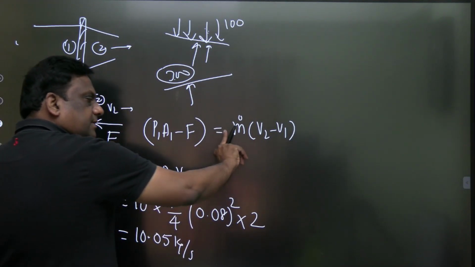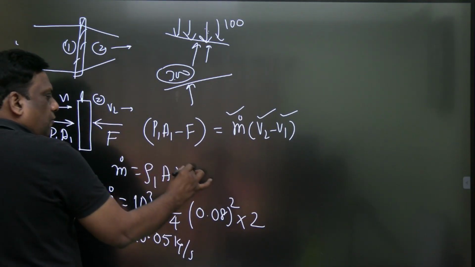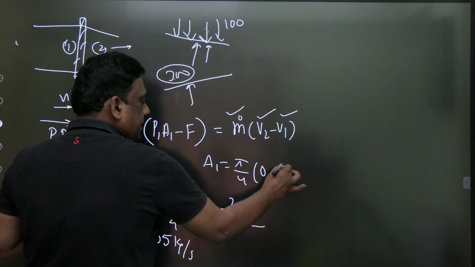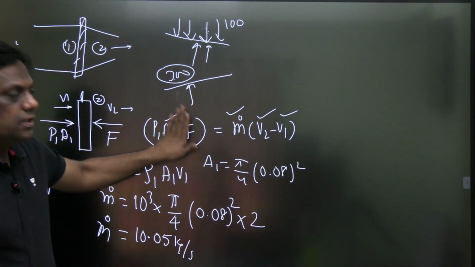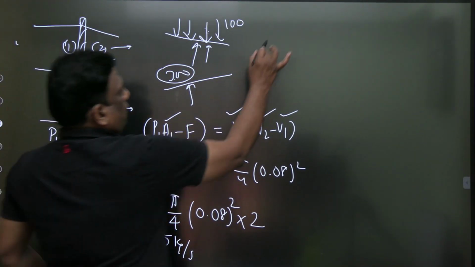So I have no problem with the right hand side. Mass flow rate is known, V2 is known, V1 is known. So A1, what is A1? Pi by 4 into 0.08 ka square. A1 is also known. The only unknown is P1. If P1 is known, the force can be calculated. How to calculate P1? Apply Bernoulli equation between 1 and 2.